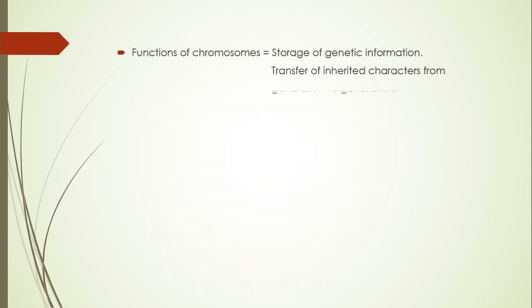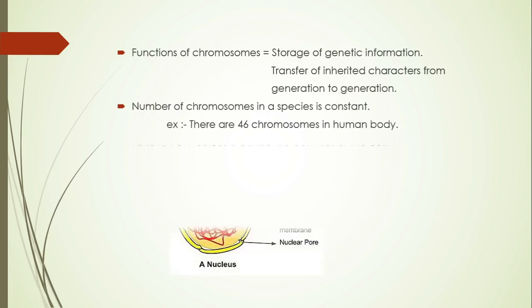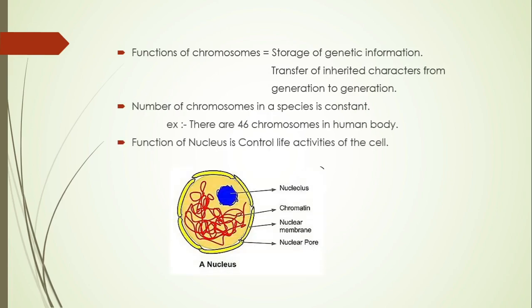Functions of chromosomes are, storage of genetic information. Transfer inherited characters from generation to generation. Number of chromosomes in a species is constant. Example: there are 46 chromosomes in human body. Function of nucleus is to control life activities of the cell.